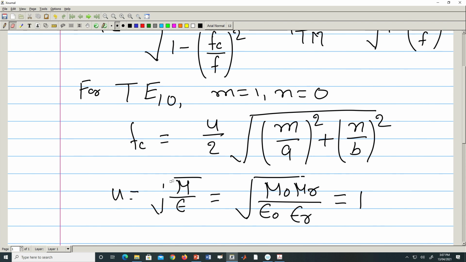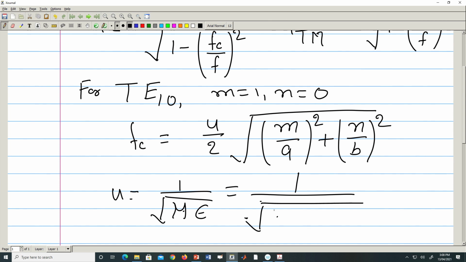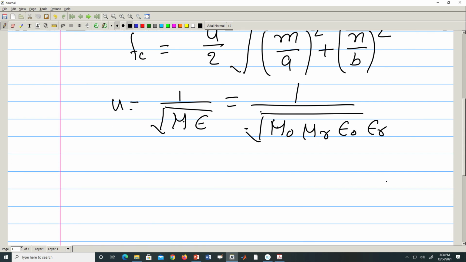So u, because this is the velocity in the rectangular waveguide, is defined as 1 by the square root of mu epsilon, which can be written as the square root of mu naught mu r epsilon naught epsilon r, because mu r and epsilon r are 1. So it will be 1 by the square root of epsilon naught mu naught, equal to 3 into 10 to the power 8 meter per second. From here we can calculate the cutoff frequency.